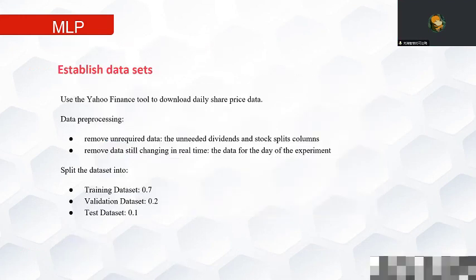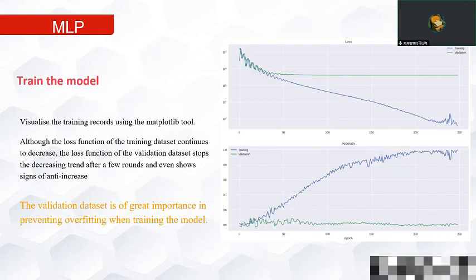We use the YFinance tool to download daily share price data. After data preprocessing, we split the dataset into a training dataset, validation dataset, and test dataset. As we can see in the training records, although the loss function of the training dataset continues to decrease, the loss function of the validation dataset stops decreasing after a few rounds and even shows signs of increasing. It proves that the validation dataset we use can effectively avoid overfitting the model.